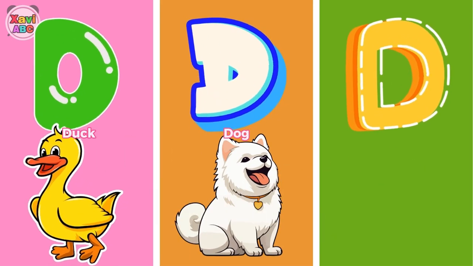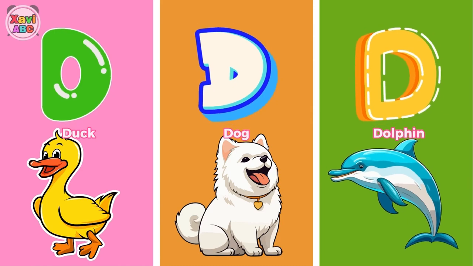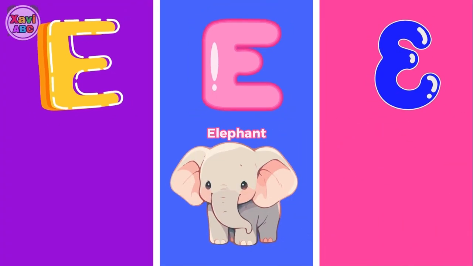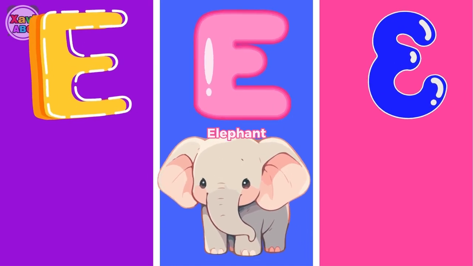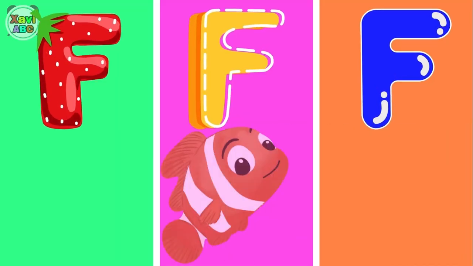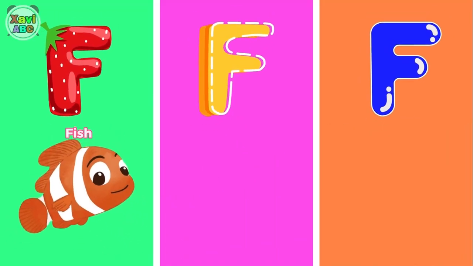Duck, D, duck. D is for dolphin, D, dolphin. E is for elephant, E, elephant. E is for eggplant, E, eggplant.